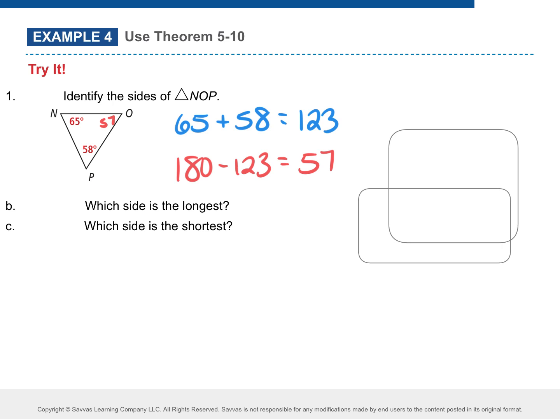What is the longest side then? Why is it OP? Across from the largest angle. Good. What about the smallest side? NP again because it's across from the smallest angle.